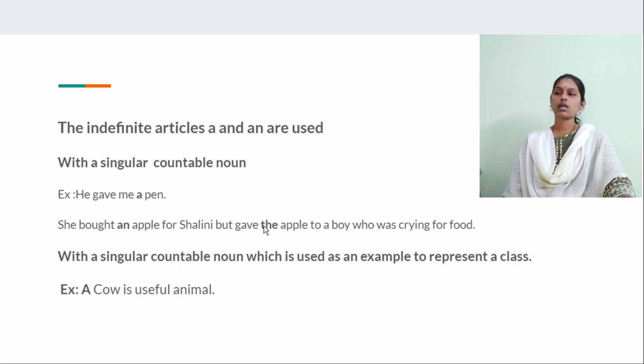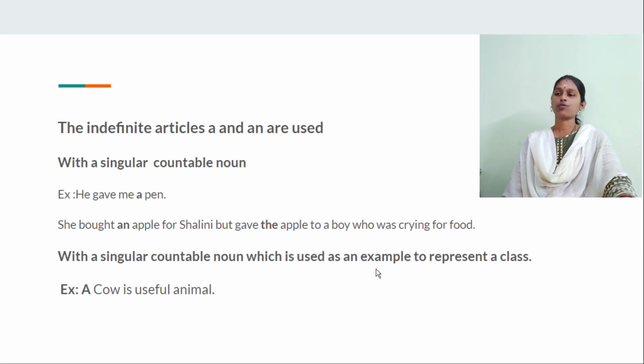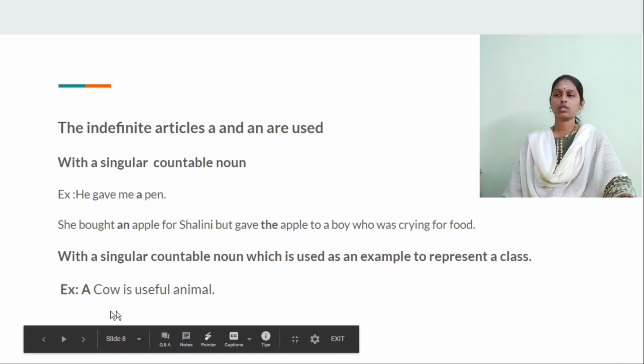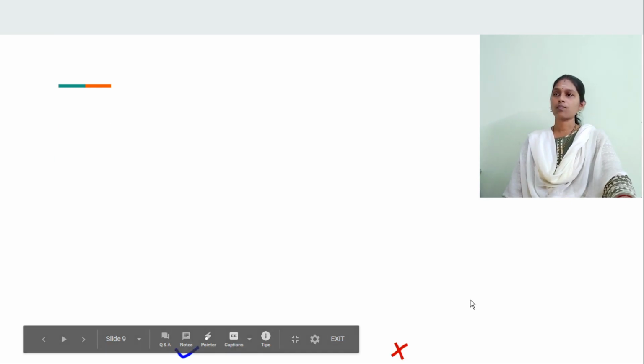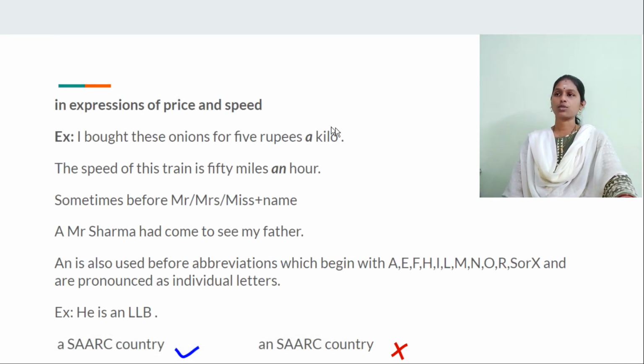And with a singular countable noun used as an example to represent a whole class, we use a before it. Here cow represents the whole class of cows, so we used a. Now, a and an are also used in expressions of price and speed. So let's go through the examples.